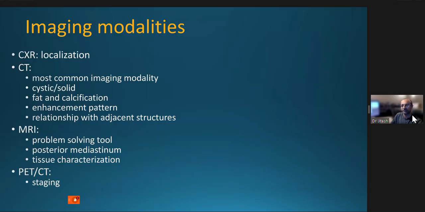And for the posterior or paravertebral masses, MRI is the imaging modality of choice because it can give us better delineation of the mass and relationship of the mass with the spinal canal and its structures. PET-CT is not used for the initial diagnosis of these masses. It is used basically to stage the tumor, specifically like lymphoma or some other malignant tumor of the thymus, which can extend beyond the chest. So PET-CT is good to look at the initial staging and to look at the treatment response and follow-up imaging.